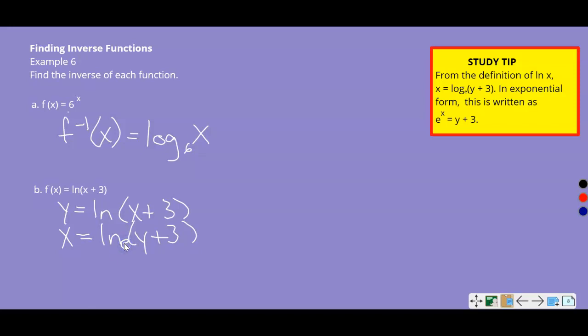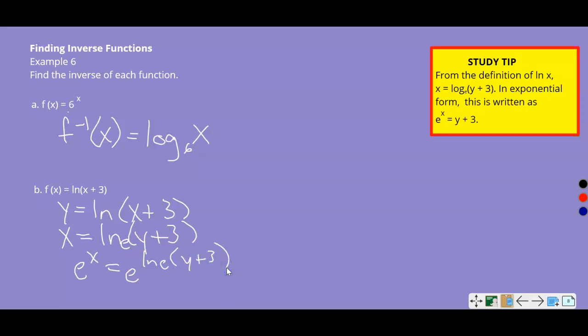We don't have to have it, but we can write that there. And we know that we can do the same thing to each side of the equation, and it's still equal. So I'm going to write this in exponential form. I'm going to write e to the x equals e to the ln e to y plus 3.